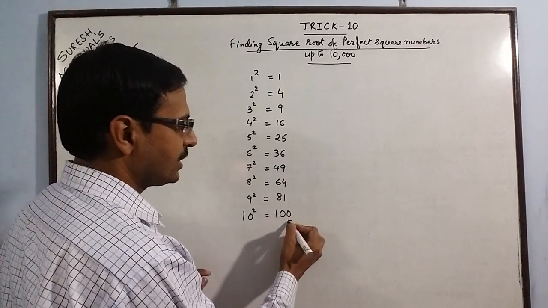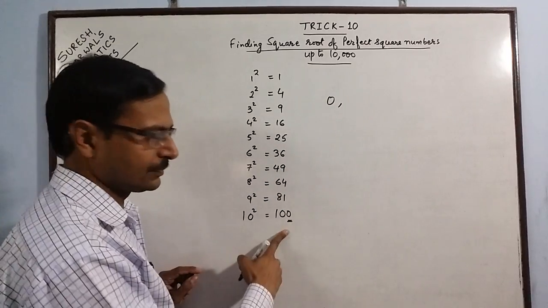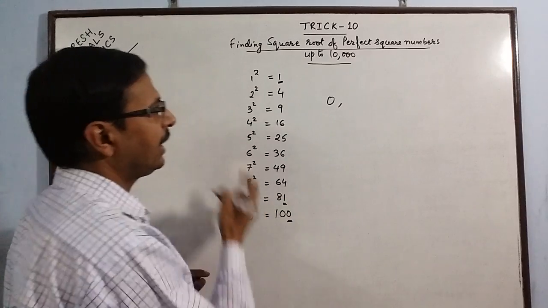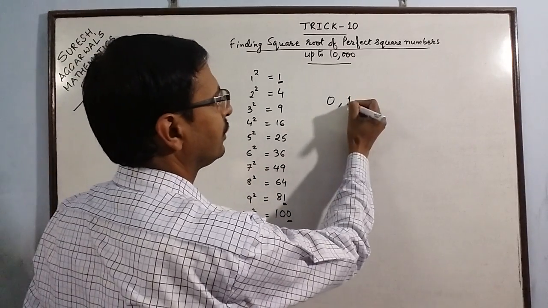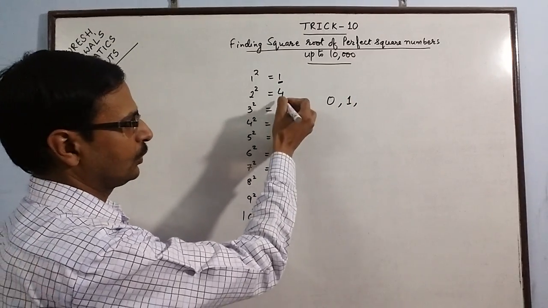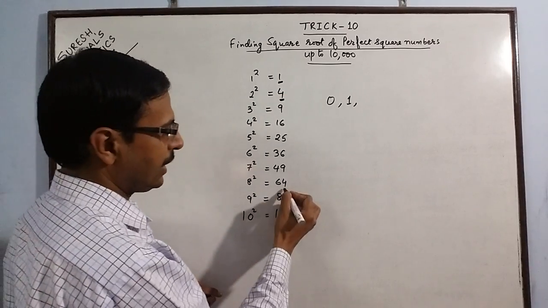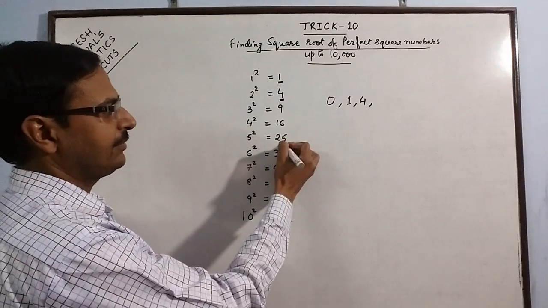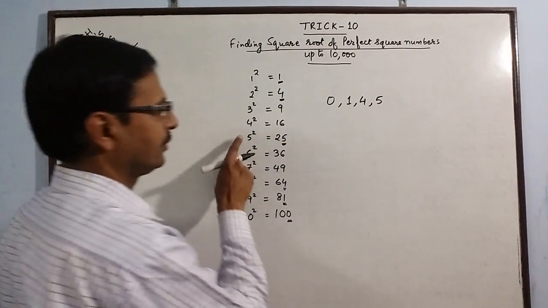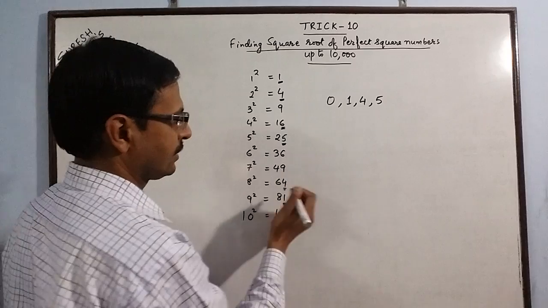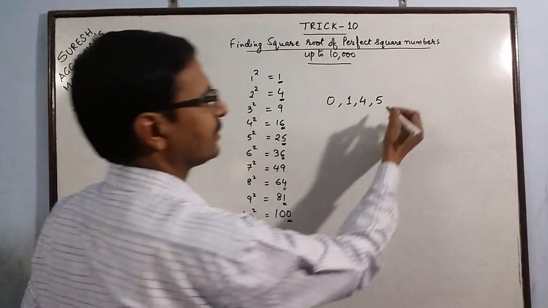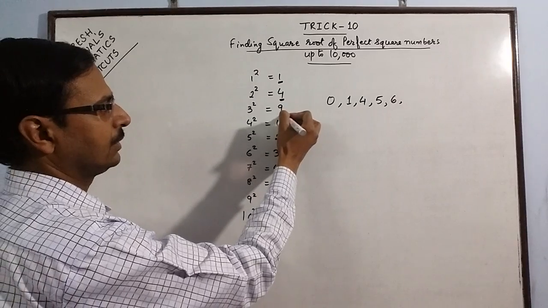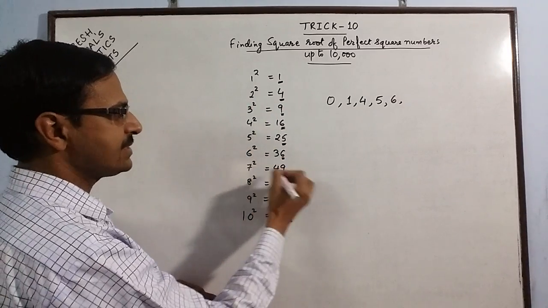the unit digit is either 0 as in 10, or 1 as in 1 and 9, or 4 as in 2 and 8, 5 as in 5, 6 as in 4 and 6, 9 as in 3 and 7.